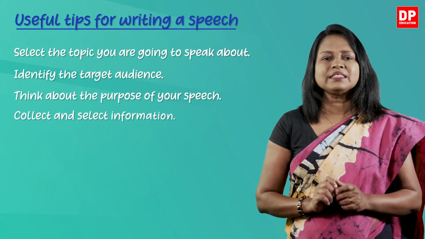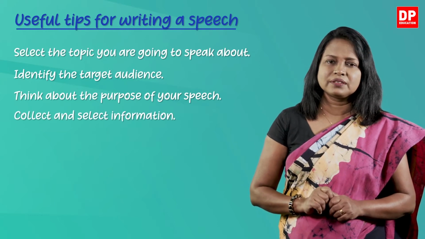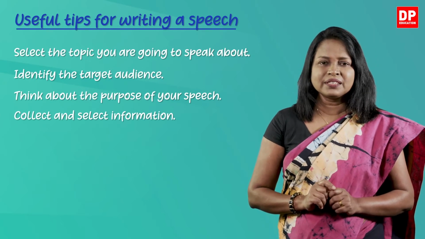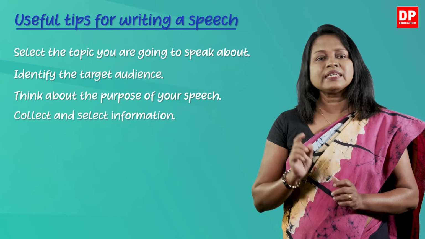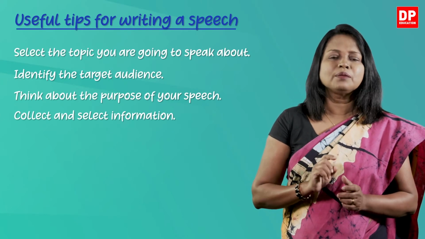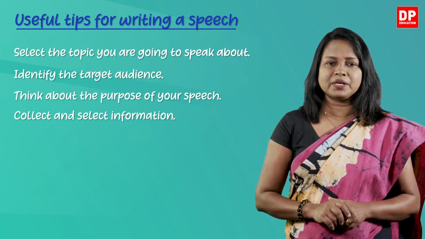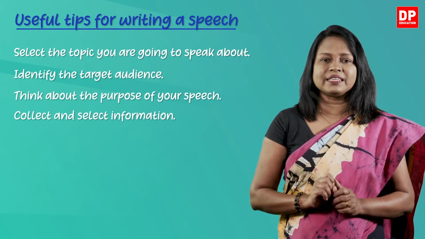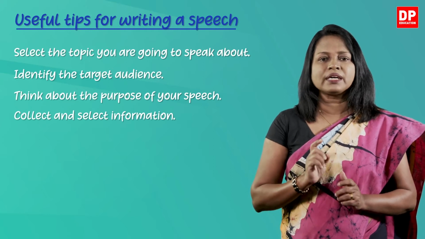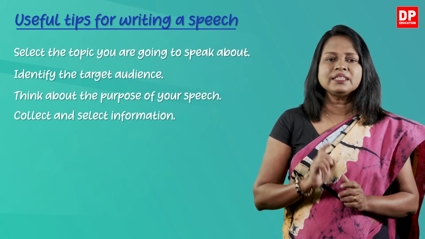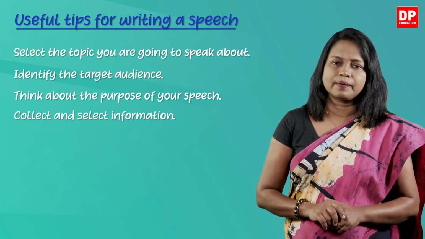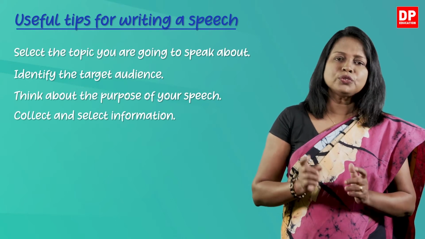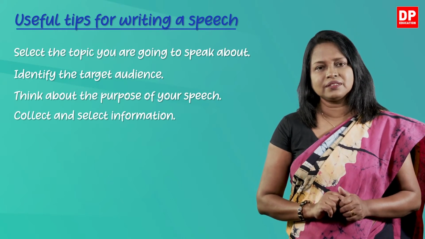Next, you have to collect and select information. It's useful to do brainstorming here. That means think of all the facts that come to your mind when you think about the topic and jot them down. After that, you can read what you have written once again and cut off all the unnecessary details and select only the relevant ones. Here you can cut off what is unnecessary and also join similar information.